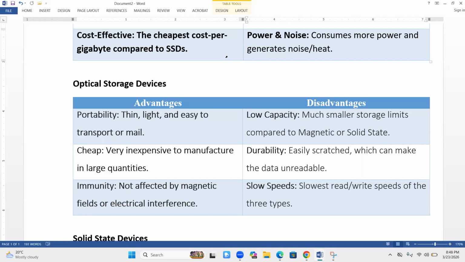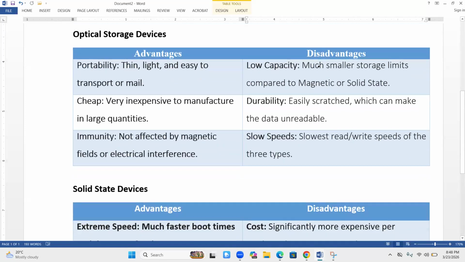The second disadvantage is the question about the durability of these devices. They are easily scratched and then unreadable. That is a disadvantage of optical storage devices. Then slow speed is also a disadvantage of these optical storage devices.